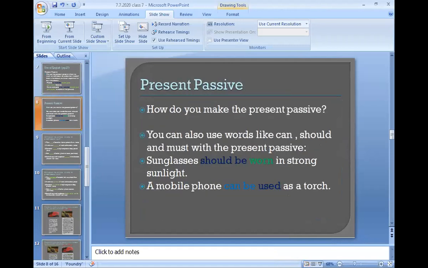Okay, we are going to see how do you make the present passive? You can also use words like can, should, and must with the present passive. See, the examples are: sunglasses should be worn in strong sunlight. Next is: a mobile phone can be used as a torch. This sentence we have already done.